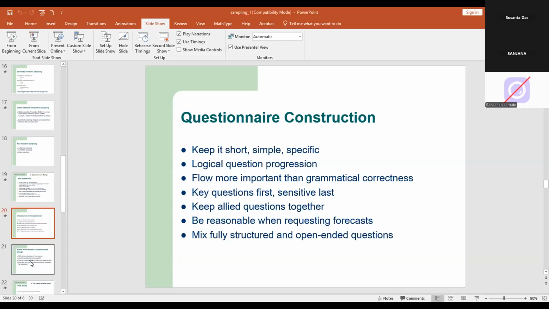Some advice about the questionnaire construction. Write down the objective of your survey. Have a purpose for every question. Prepare tables before you fill your questionnaires. Pilot test your questionnaire.